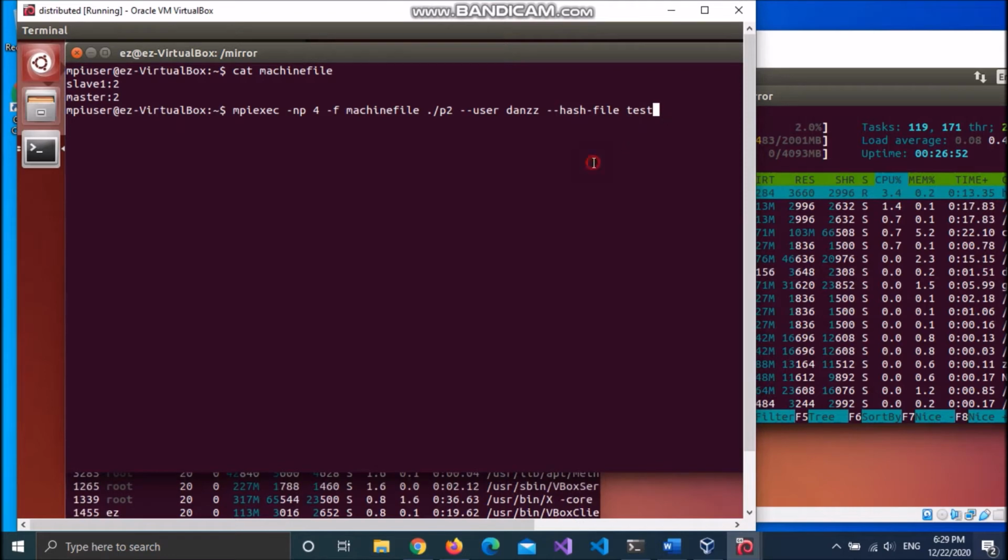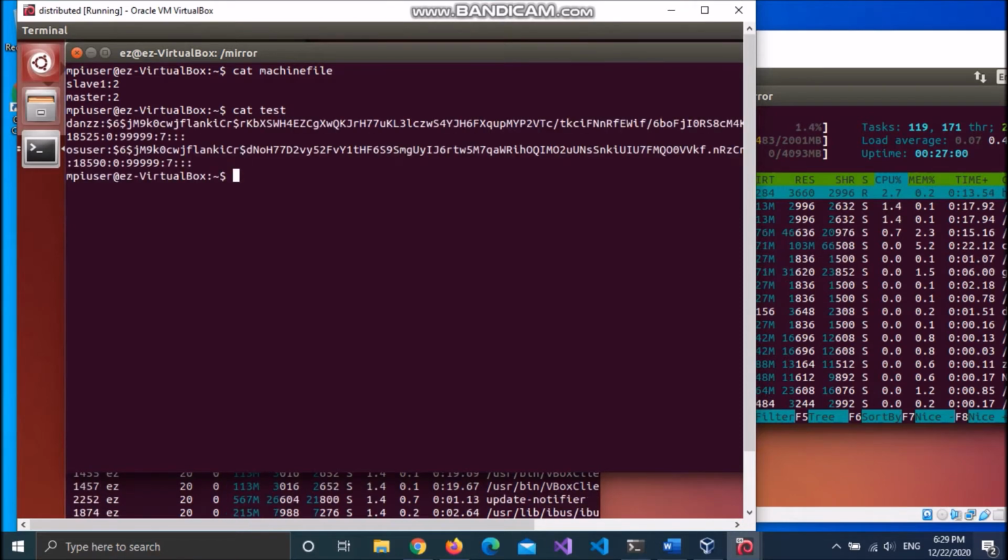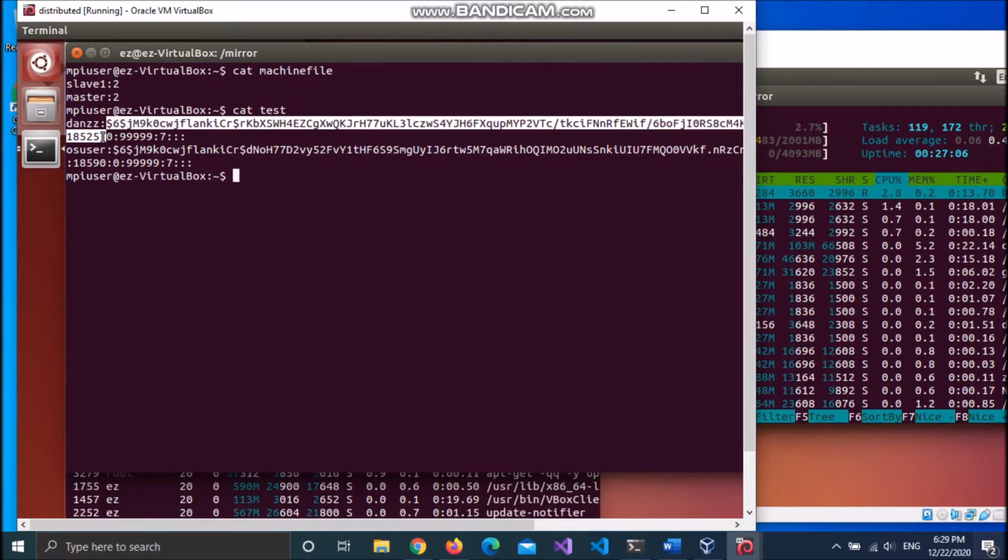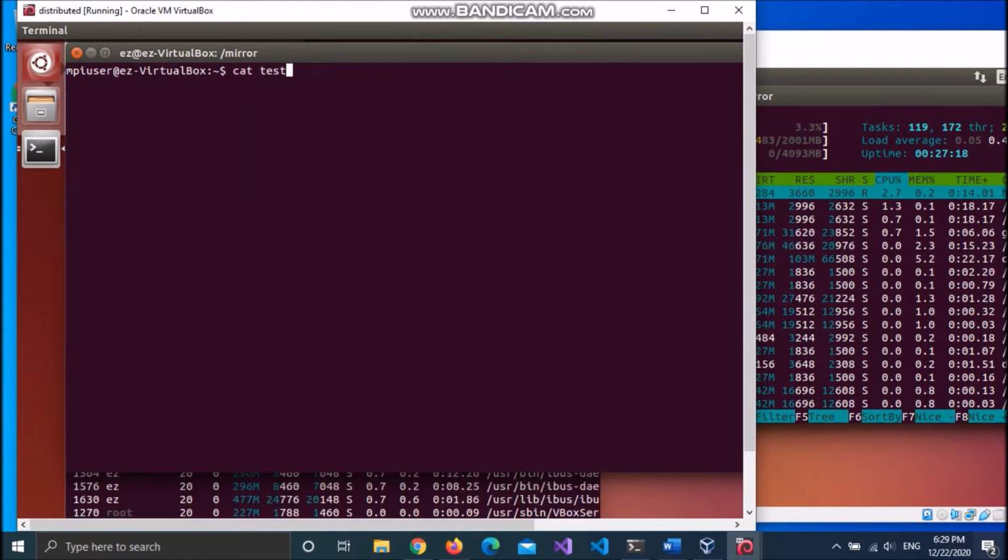Let me get the hash file here. This is the user dance, and this is its hash. It is hashed using the SHA-512 crypt Unix standard. This application will be breaking this hash, which is in the test file. Now let me go ahead and execute it.